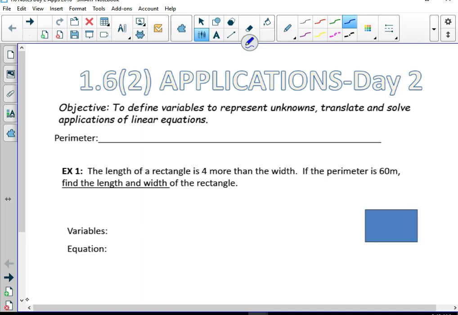Okay. Objective: to define variables to represent unknowns, translate and solve applications of linear equations. So the perimeter is the distance around a shape. The distance around a shape. That's the perimeter.